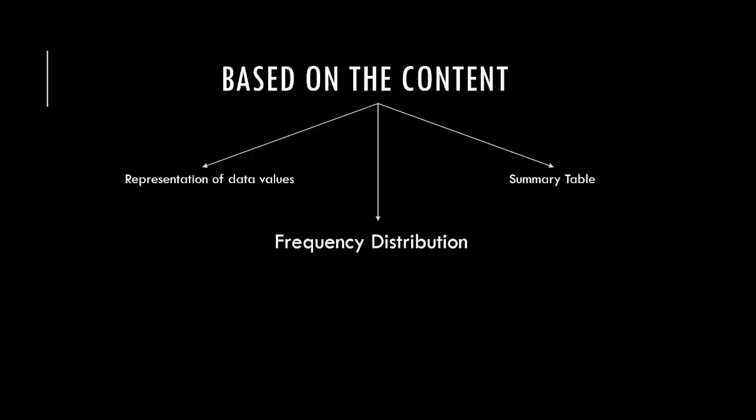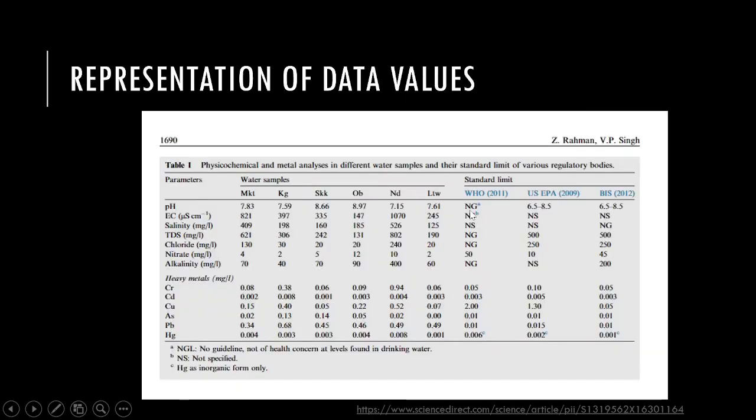Based on the content also, classification can be of three different types. It helps in the representation of the data values in forming the frequency distribution. Another use of tabulation is in the formation of summary table. Let us consider an example of each type for better understanding.